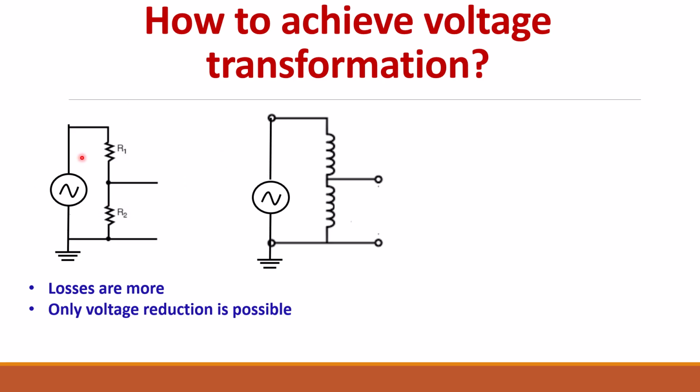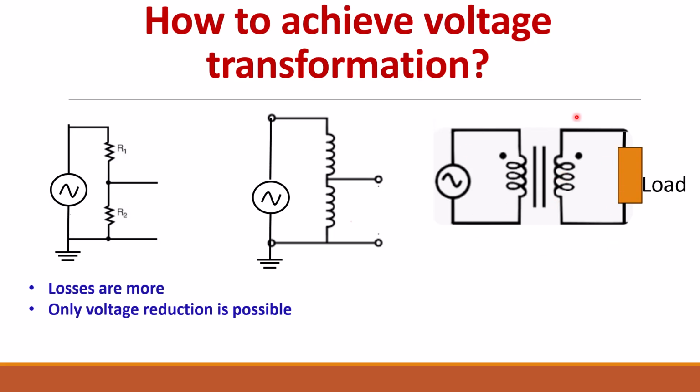So this is not a feasible method. Instead of a resistor, you can go for an inductance. Here you give the input on one side and take the output here. Here also you will get only a reduced voltage. This is a type of transformer. We call it an auto transformer, because here there is no separate connection between input and output. Input is applied here, and a part of that is taken as the output. We will talk about the auto transformer later.